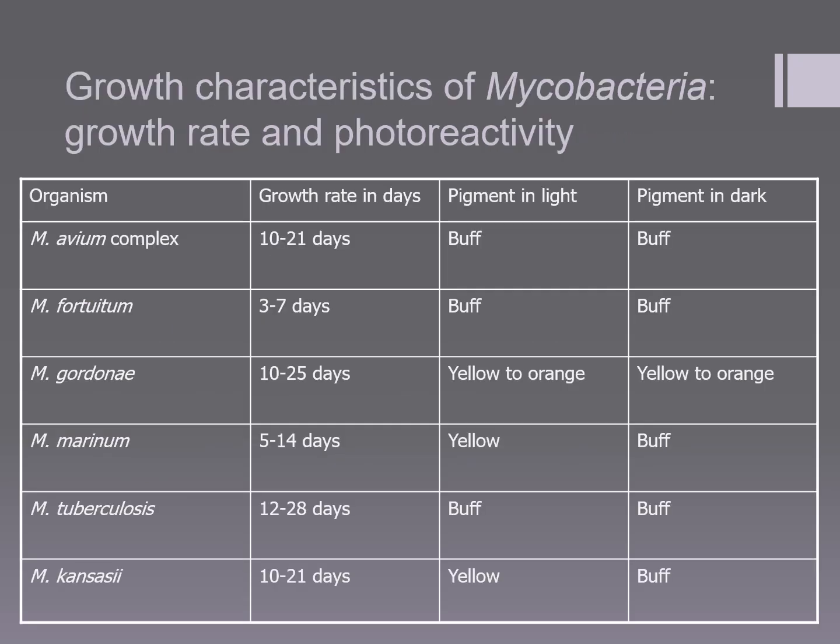Here what I've tried to do is kind of list the growth rate in terms of days, and then whether or not they are photochromogens or scotochromogens. So I'll give you just a few minutes to look this table over. But as you can see on the table, some things take a long time to grow, like tuberculosis, and other things like Mycobacterium fortuitum usually grow in 3 to 7 days. So take a moment to look at this table.